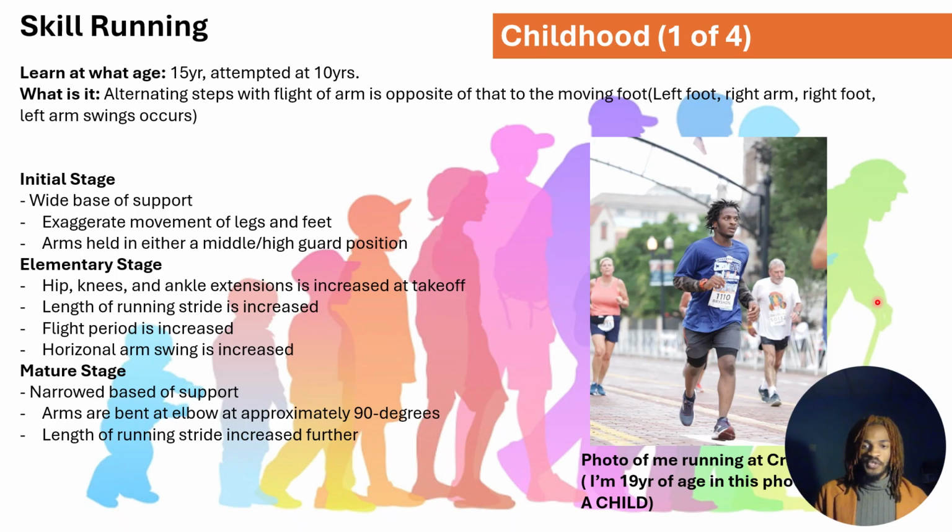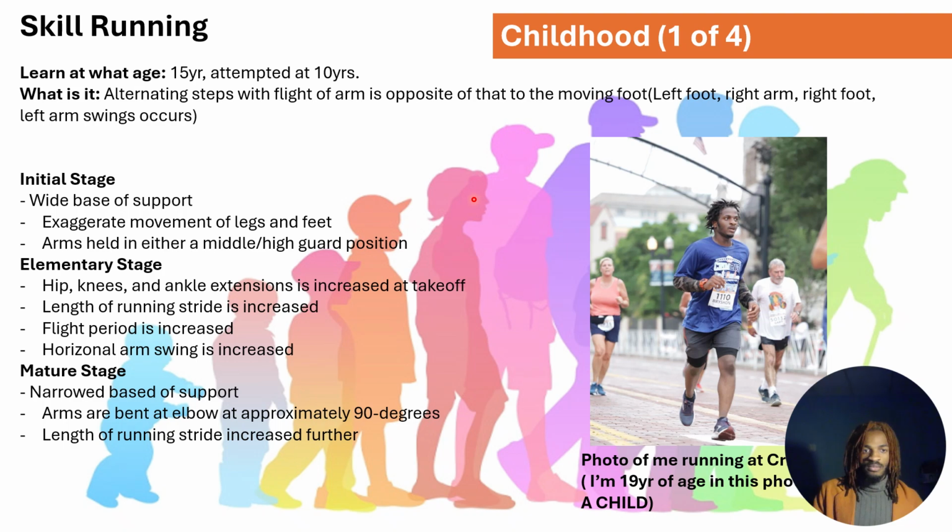So next, I want to talk about me. The information will be solely on my childhood, and there will be no photos, so please bear with me. The skill that I learned during my childhood would be running. I attempted to do it at the age of 10, and I didn't successfully run until I was at the age of 15. You want to know what running is? Running is when you have alternating steps with the arm opposite to the moving foot, which would be left arm, left foot, right foot, left arm swing. If you do that, that is considered running.